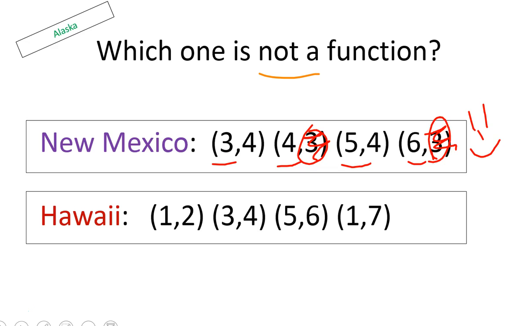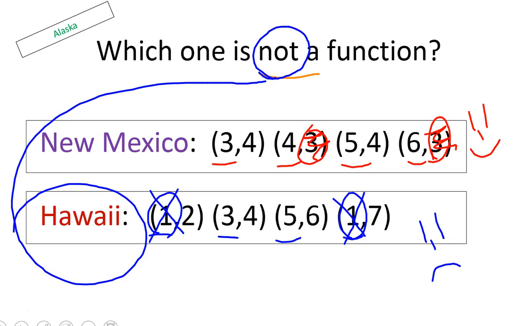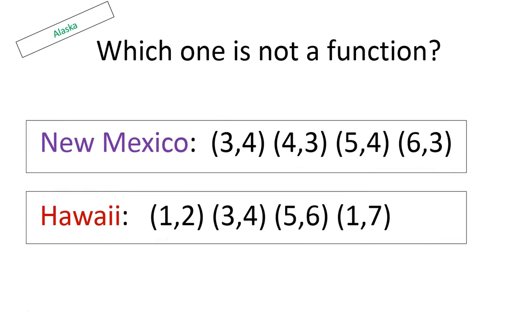All right, go to Hawaii. 1, 3, 5, 1. Uh-oh. The 1's repeated. Remember, I like to put an X right in that map. If I got 2 X's repeating, that's bad news, not a function. Go back to my question just to make sure which one's not. I look for the frowny face and bam, it's Hawaii. Hawaii is not a function. So we go to Hawaii.